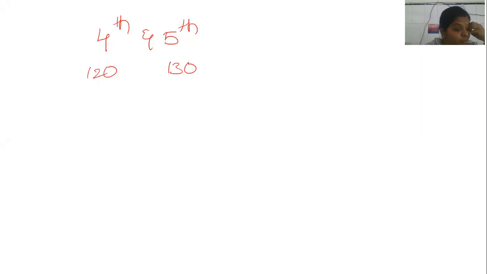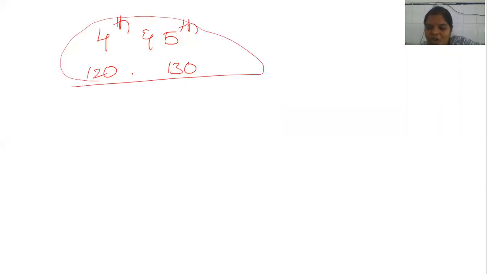Hence, the value of median is 125. The value of median BP, blood pressure, is 125 mm of Hg. The value of the median blood pressure is 125 mm of Hg. So, this is up to your normal or general median calculation, right?